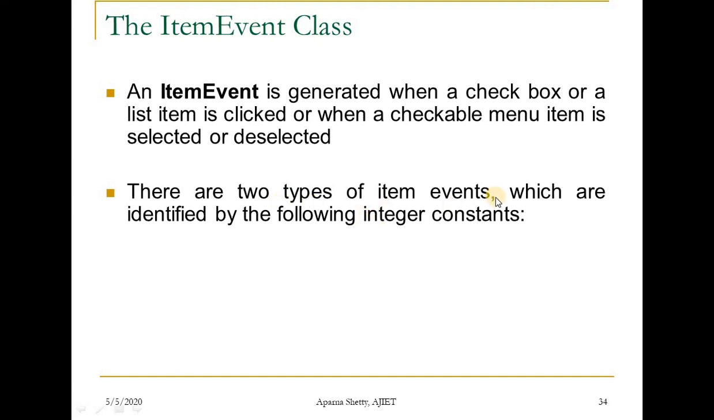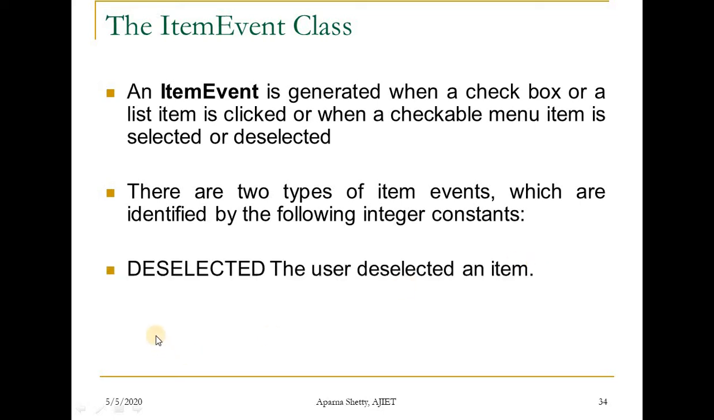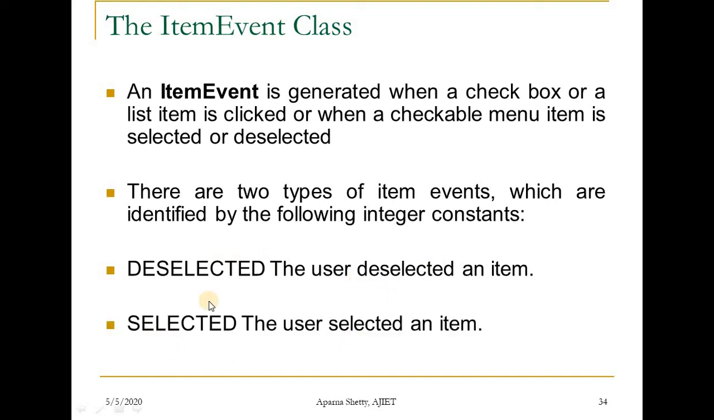There are two types of item events which are identified by the following integer constants. Which are the two types of item event? One is DESELECTED: the user deselected an item. One more integer constant is SELECTED: the user selected an item. So these are the two integer constants, DESELECTED and SELECTED. These are the two types of item events, either deselect an item or select an item.